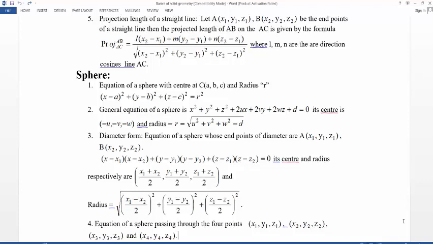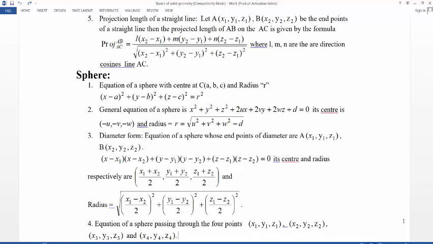Diameter form. Equation of sphere whose end points of diameter are A having coordinates x1, y1, z1 and B having coordinates x2, y2, z2. Then the equation of the sphere is given by this formula: (x minus x1) into (x minus x2) plus (y minus y1) into (y minus y2) plus (z minus z1) into (z minus z2) equal to 0. And its center and radius are given this way.